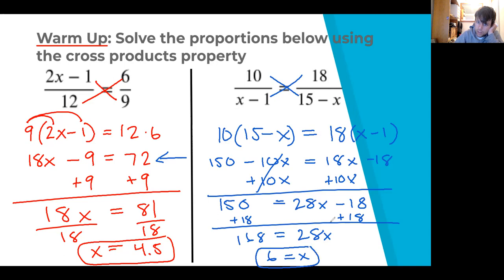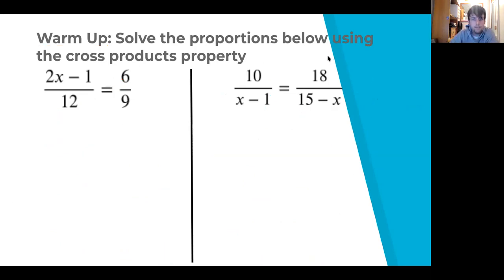Again, we can check this solution. We can substitute in here. Let's go ahead and do that really quickly on this one. So 6 minus 1 is 5, so we get 10 over 5. And then over here we have 15 minus 6 is 9, so we get 18 over 9. Hopefully you can see both of these are actually just equal to 2. So these are equal ratios when we substitute that value in for x, so that is a proper solution there. Let me go ahead and clear this and kind of move forward into our lesson for today.